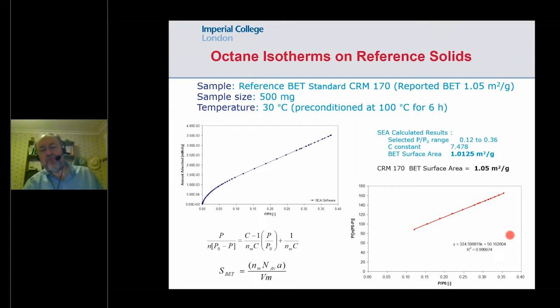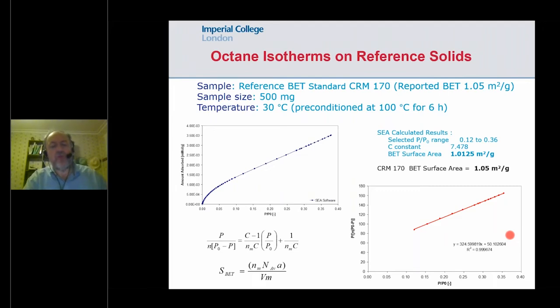But before we do our freeze-dried materials, it's always good practice for us to look at some reference materials to start with, just to make sure that our method is doing what we want. So in this particular study that we reported about 3 years ago now, we started by looking at some BET reference materials. These are materials you can buy from accredited agencies, CRM 170. This is a well-established material with a well-established BET surface area of about 1.05 meters squared per gram. And the reason to choose this fairly low surface area is that freeze-dried materials generally have low surface areas.